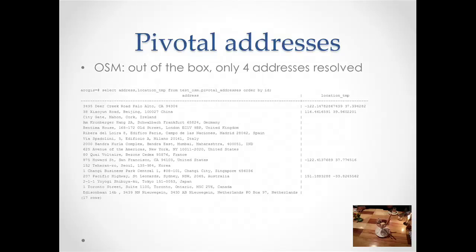Same query with OpenStreetMap and Nominatim. Whoops, what happened? Nominatim itself can, out of the box, only resolve 4 of the 17 addresses. That's not much. On the other hand, I get China. Well, it's a start.